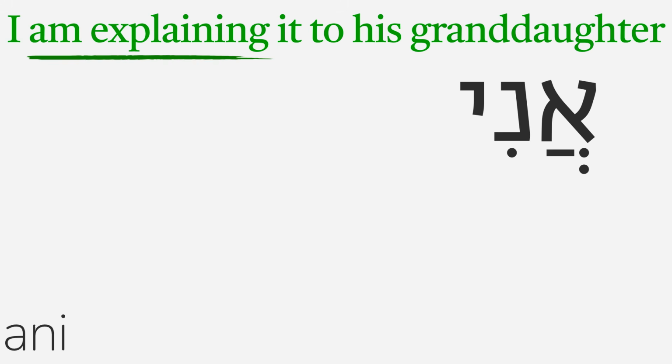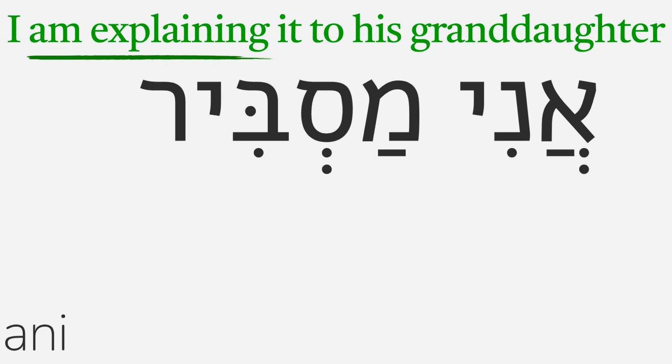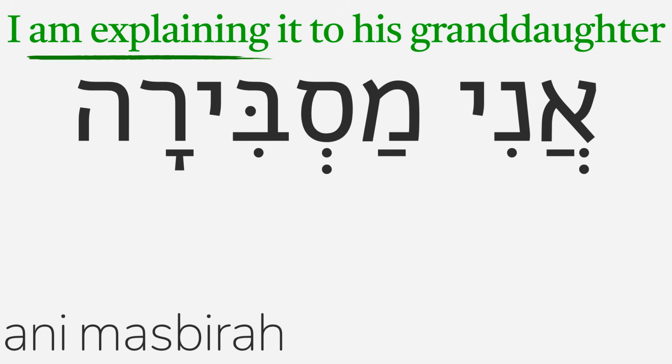The masculine singular Hifil present tense, masbir, means explain or am explaining. Since the subject of this verb is a woman, we need to put it in feminine singular form. In the Hifil present tense, the way we do this is by simply adding a. Masbira, the present tense verb am explaining.